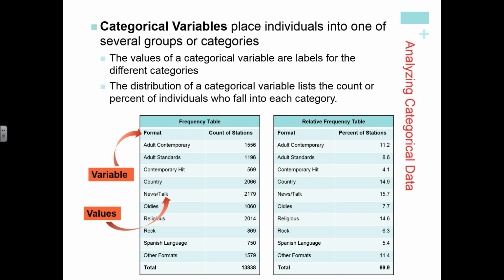On the right, we have a relative frequency table, which shows the percent or relative frequencies of stations in each format category. So again, the difference between the two tables is that the table to the left, your frequency table, shows the counts, whereas the table to the right, your relative frequency table, shows your percents.